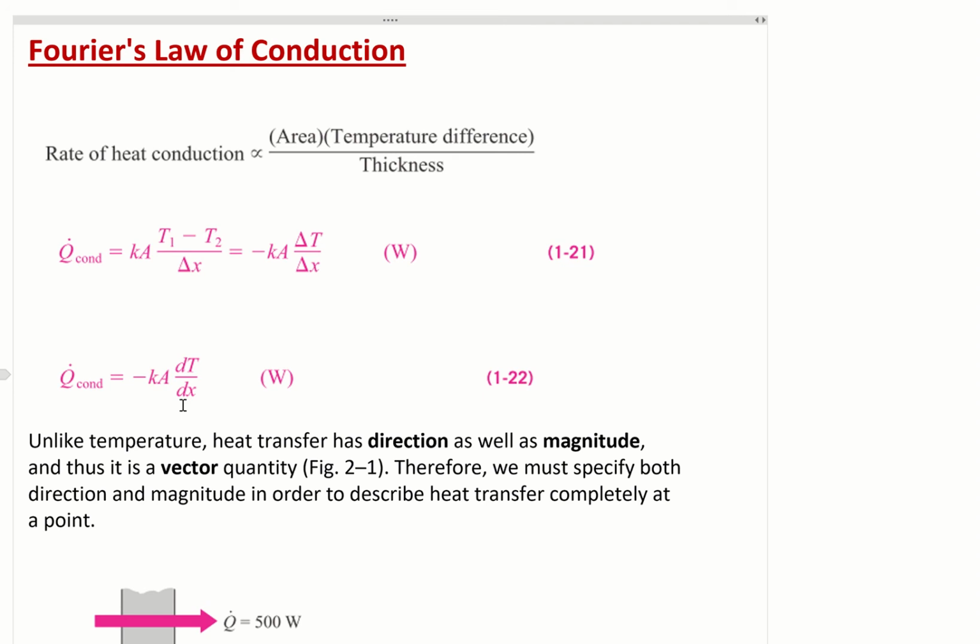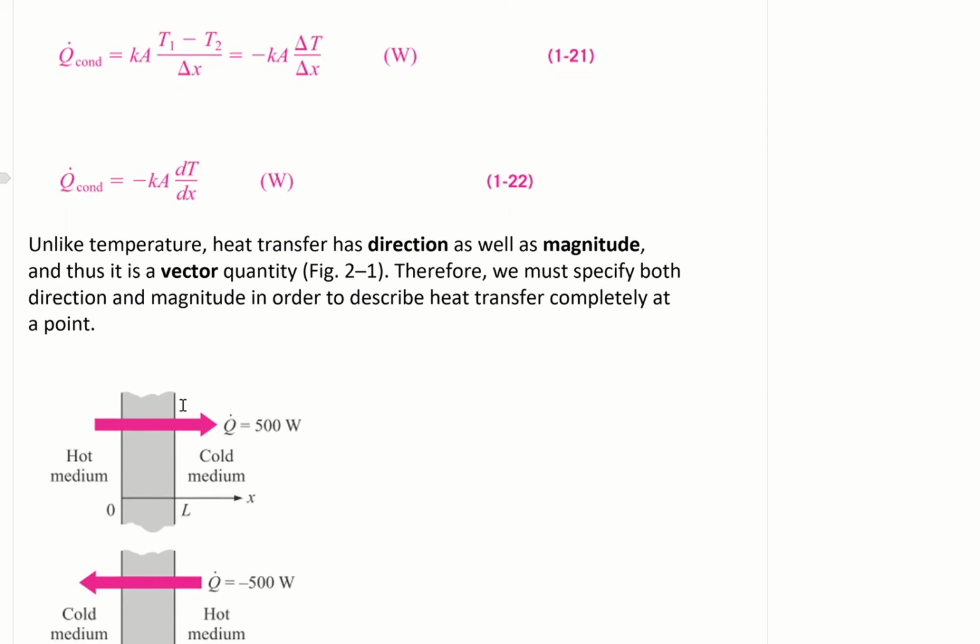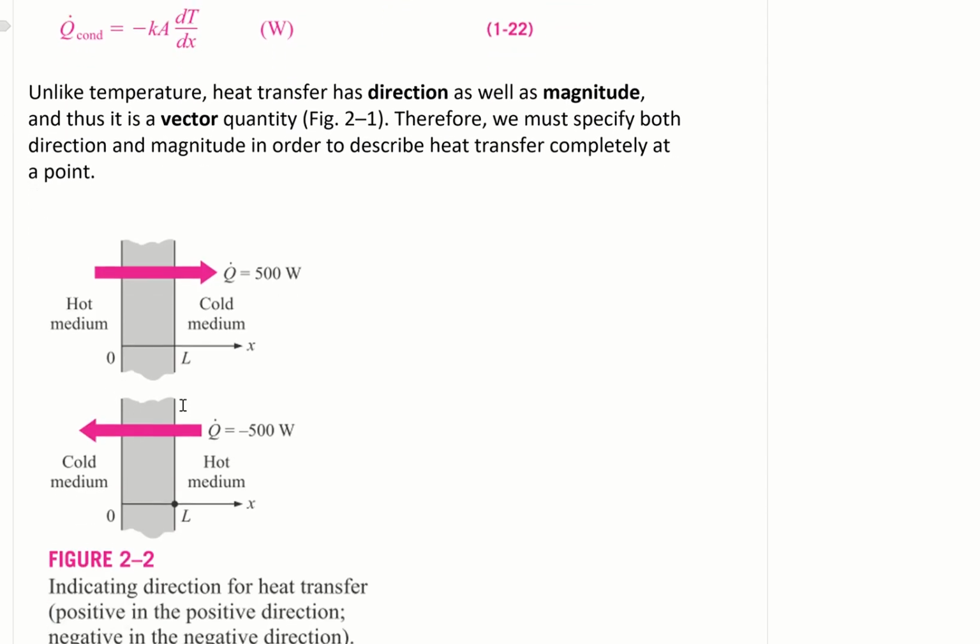And so some important things to note about this. Unlike temperature, heat transfer has direction as well as magnitude, and thus it's a vector quantity. Therefore, we must specify both the direction and magnitude in order to describe heat transfer completely at a given point. Okay, so let's take a look at this example here.